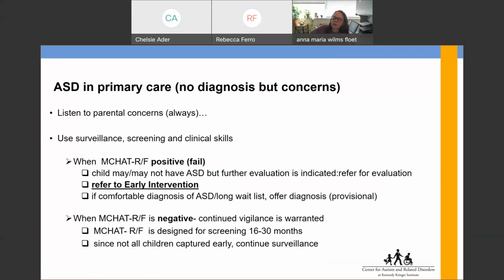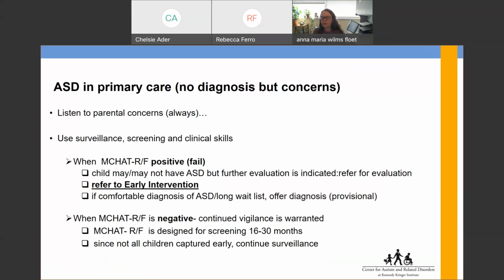So I mentioned before screening using the MCHAT. There is a screening guideline for it. When children fail the MCHAT, depending on the score of the screen, oftentimes it is good to refer children for further evaluation. If it's not autism, it may be another developmental delay that needs further attention. The other piece that I think is really important, in addition to referring for additional evaluation, is to refer for early intervention.